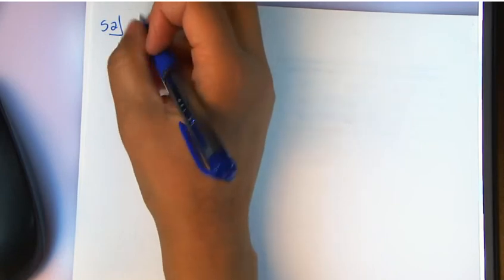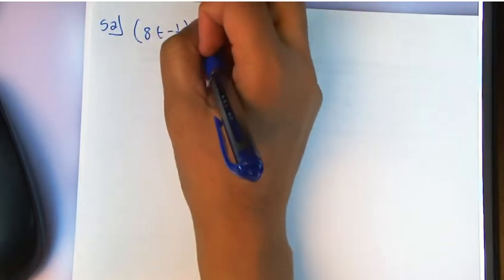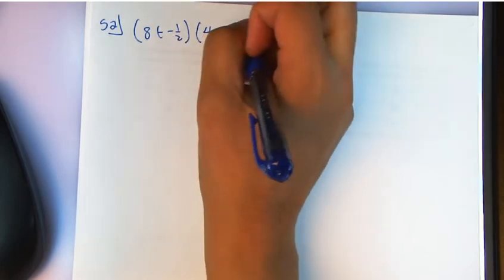Let's try number 52. I'm going to go straight to it and multiply. Are you ready? Let's do 8t minus 1/2 times 4t minus 5/2. Miss B, you done lost your mind, you done put fractions on there. We can handle it. If we got to write it on the side.